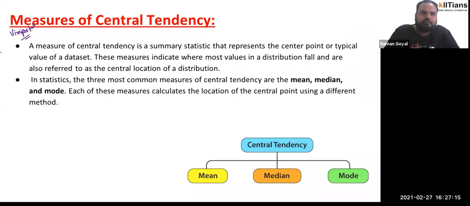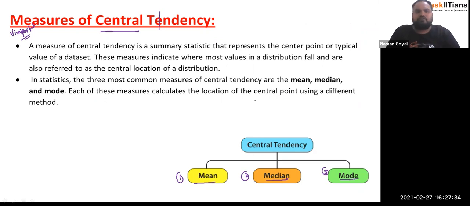For your exam point of view, measures of central tendency. As I told you, central tendency is divided into three parts. First is mean, second is median, third is mode. So we are going to learn about all these parts in this lecture.